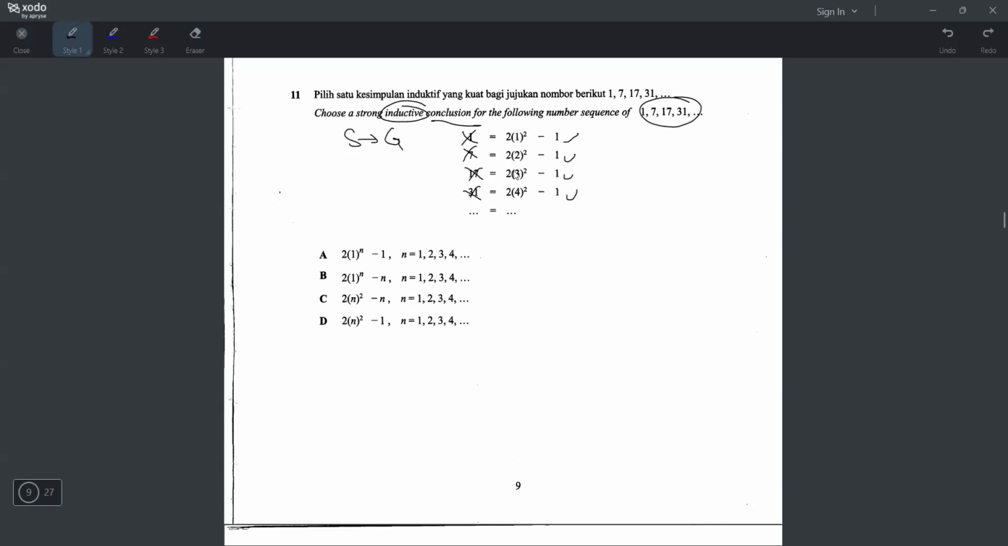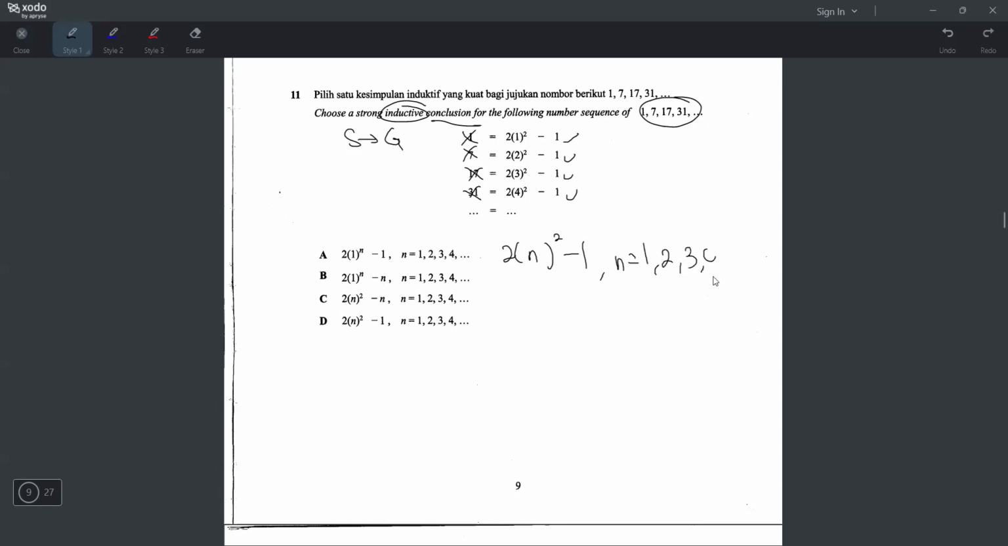Two bracket, two bracket, two bracket, two bracket, and then all got two bracket square. So when you generalize, it will be two bracket square also. But inside the bracket, the number keeps changing: 1, 2, 3, 4. So if it keeps changing, then you will write n here. When you generalize, the number that keeps changing will be n. And then at the back here, minus 1, minus 1, minus 1. So when you generalize, it will be minus 1 also. And then the n has to be substituted with 1, 2, 3, 4.